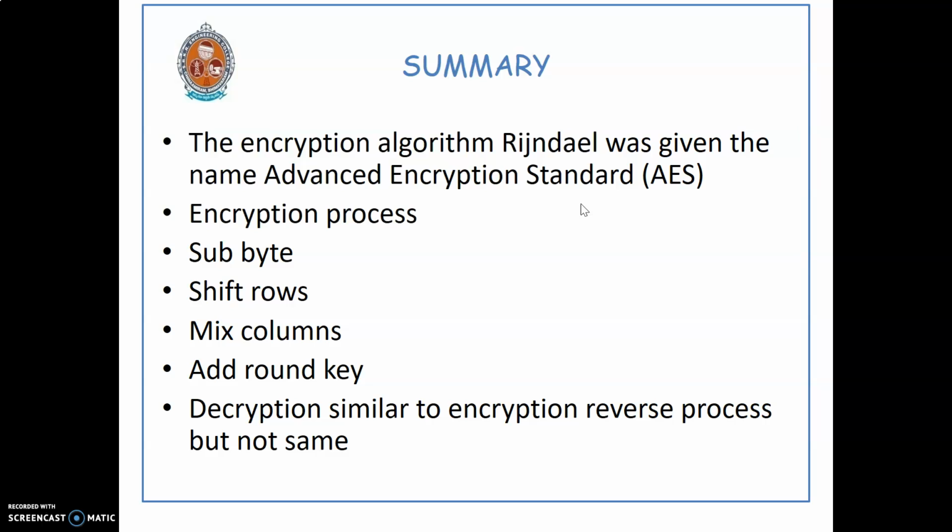Summary. The encryption algorithm Rijndael was given the name Advanced Encryption Standard. Encryption process: substitution of bytes, shift rows, mix columns, add round key. Decryption is similar to encryption, a reverse process, but not the same.